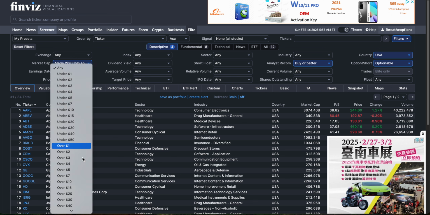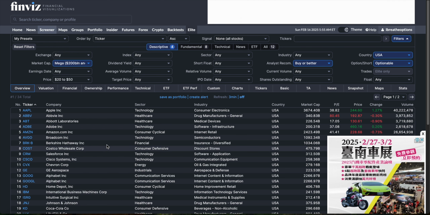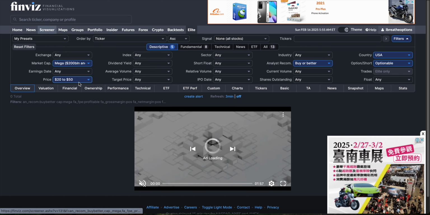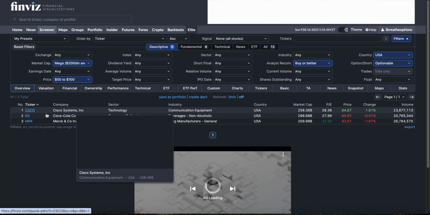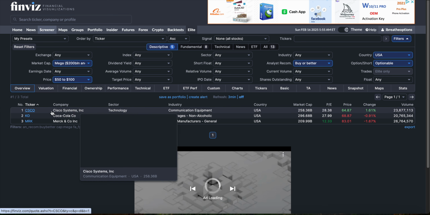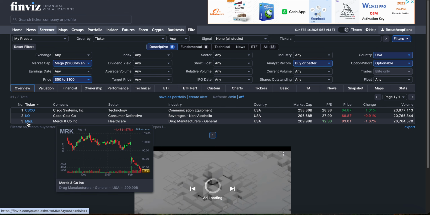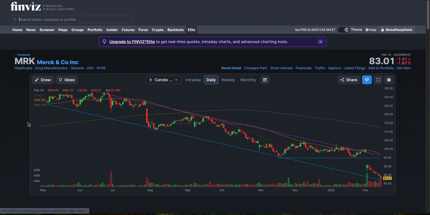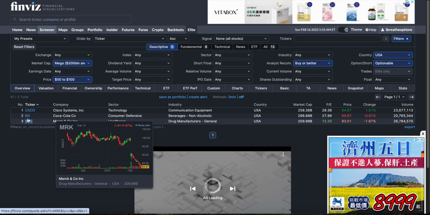I would usually look at 20 to 50 or 50 to 100. Okay, 20 to 50 for mega cap, there's nothing here. So 50 to 100, we have three. So probably next week I will take a look at Cisco, Coca-Cola, and Merck. But first I need to open the tabs and take a look. So let me open in a separate tab.